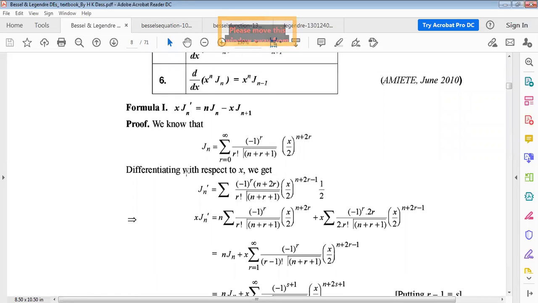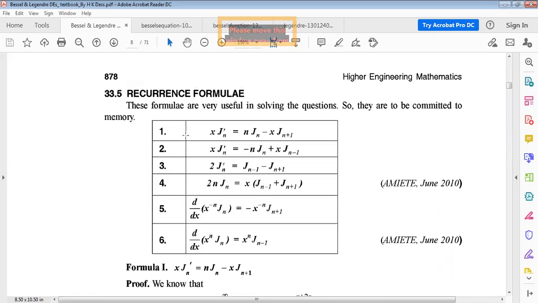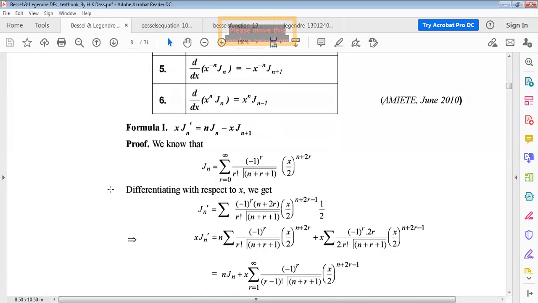This is the first. There are recurrence formulas 1, 2, 3, 4. These 4 are important for you. Just using the Bessel function. This is the Bessel function, Zn x equals this. This is the series of the Bessel function: sum of (-1) to the power r over r factorial, gamma n plus r plus 1, x by 2 whole to the power n plus twice r.